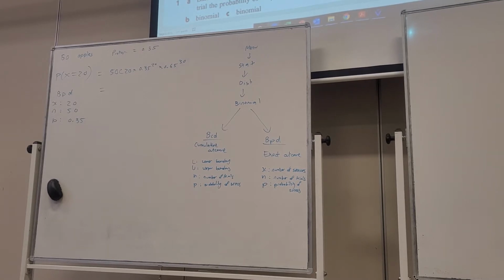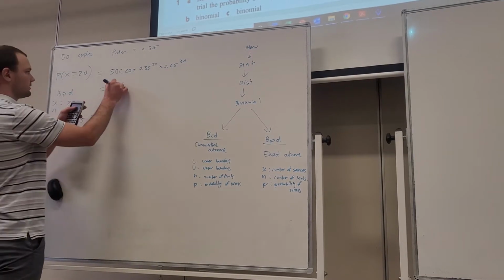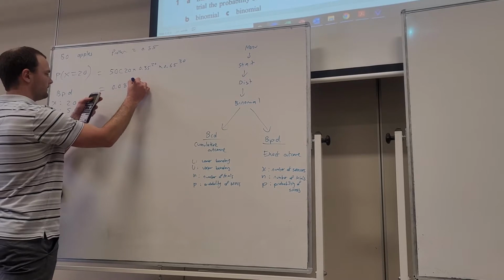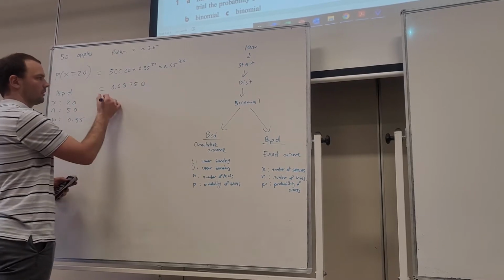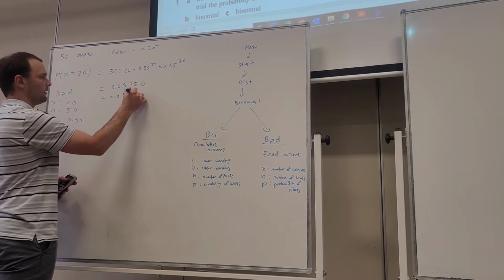Okay, so that's going to be 20, 50, 0.35. And so the probability of exactly 20 apples being rotten is 0.08750. Okay, so 0.0875.